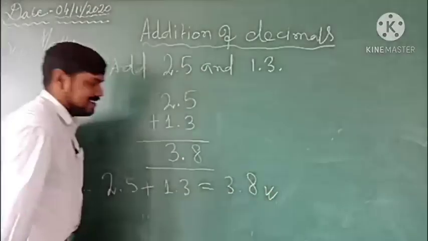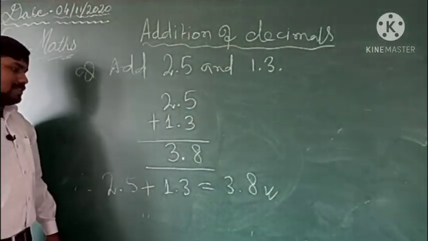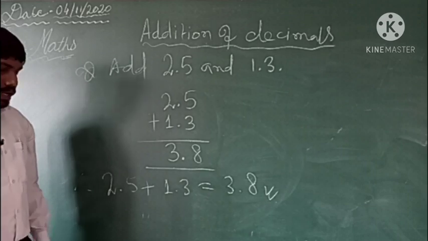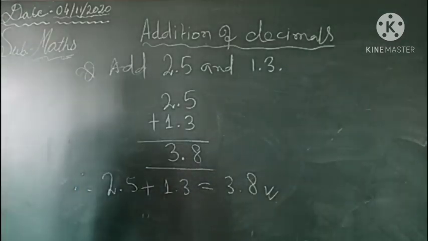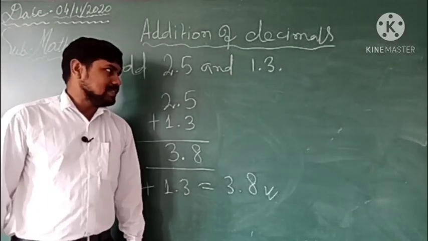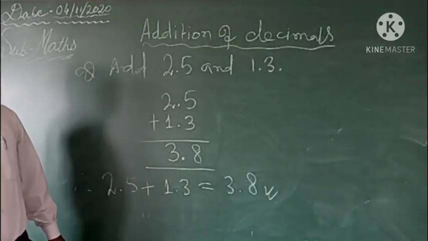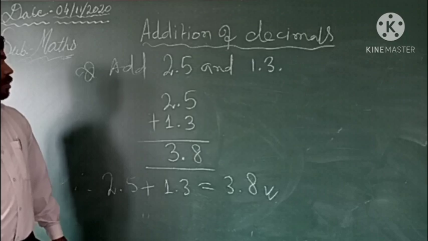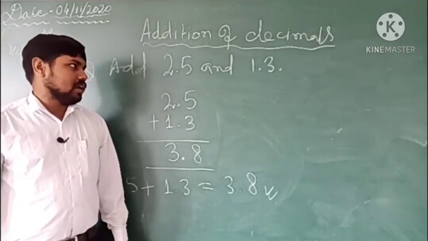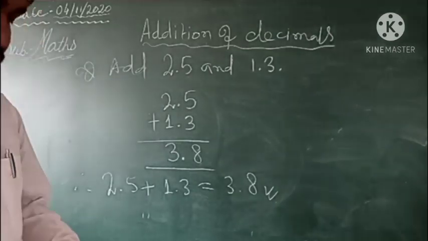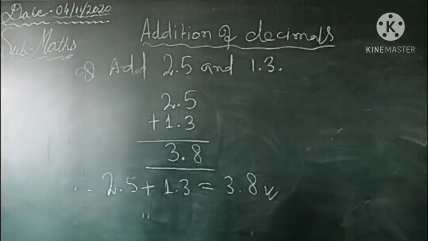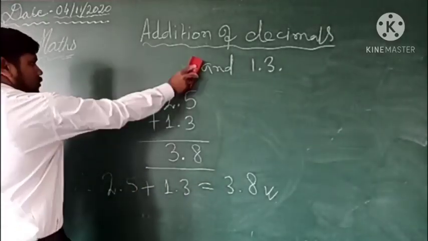So those who have written or got the answer as 3.8, their answer is absolutely correct. Okay, so very simply we'll do the decimal addition like this. The problem you may face is with unlike decimals, that means if this type of number is there, then how can we add, that we will see. So next we are seeing different types of addition of decimal numbers.